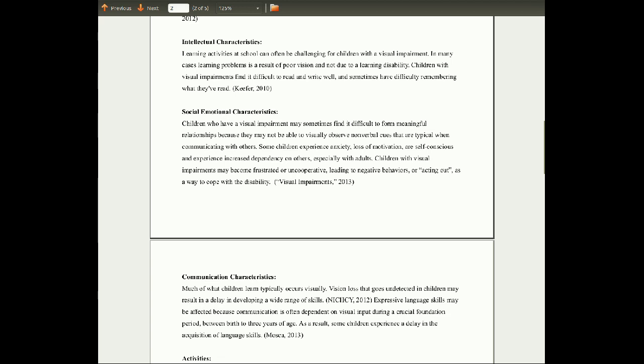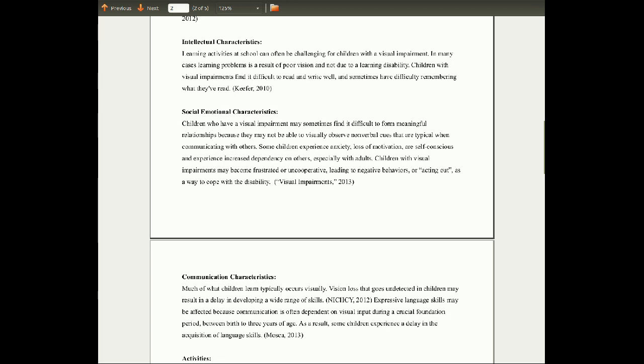Now, children who have visual impairments may sometimes find it difficult to form meaningful relationships. So here are some social emotional characteristics for children with visual impairments. This might be the case because it's difficult to observe nonverbal cues that are typical when we communicate with other people, such as body language or facial expressions. Some children may experience anxiety or a loss of motivation. They don't want to interact with other children, or they're afraid of group settings because it's very difficult to read those nonverbal cues.